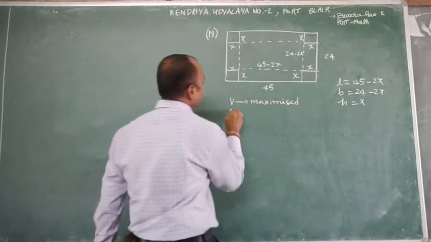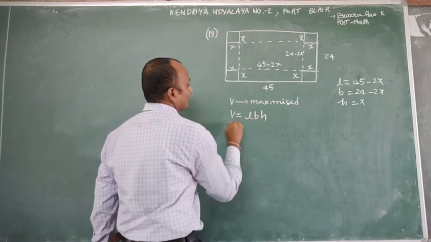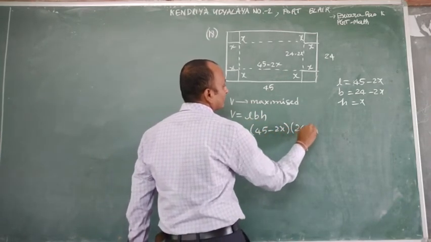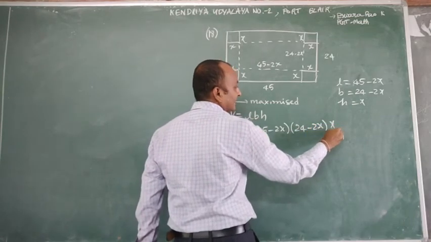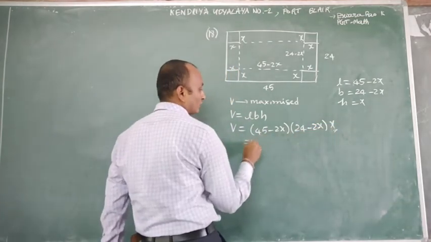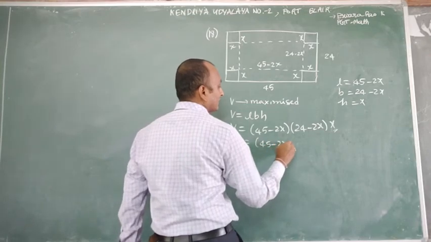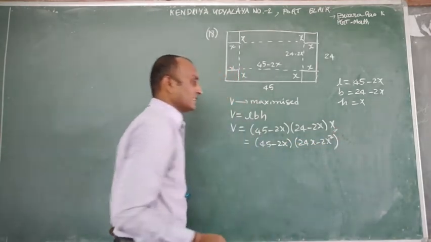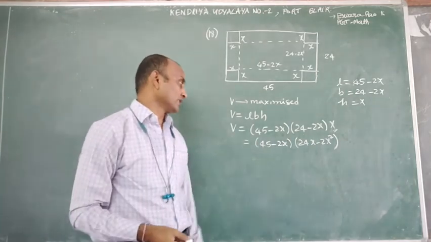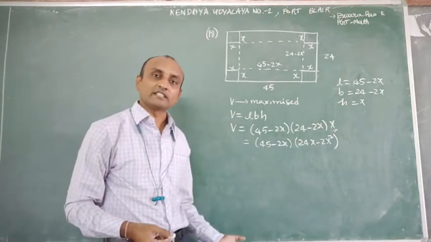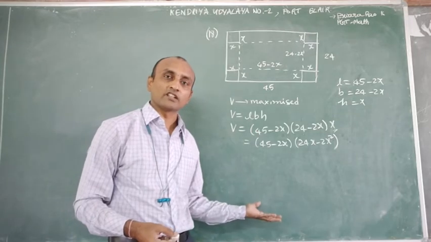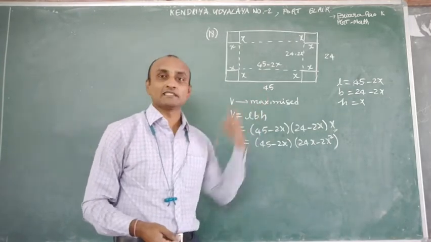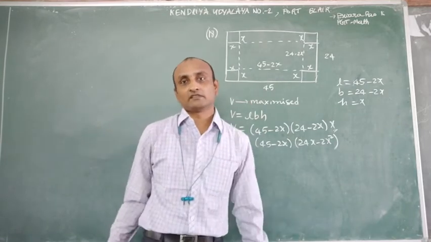So what is the volume? LBH. So volume is equal to 45 minus 2x into 24 minus 2x into x. This x is there, multiply it inside one of these two products: 45 minus 2x into 24x minus 2x square. Done? After doing this, just do the first derivative test and second derivative test. Using the first derivative test, find the critical point. Prove the second derivative is less than 0, so that volume is maximum when x is whatever we get. That is the length of the side.